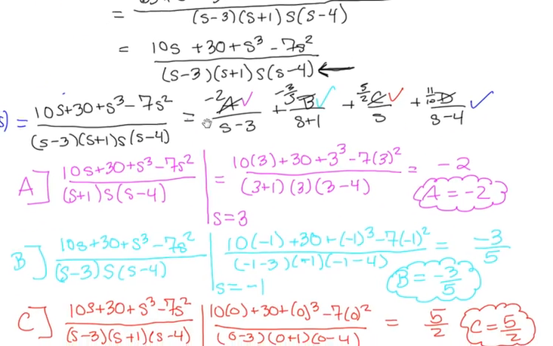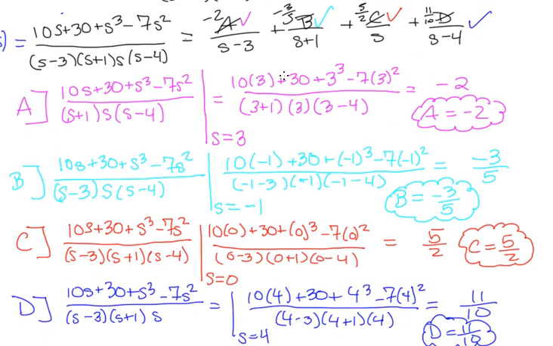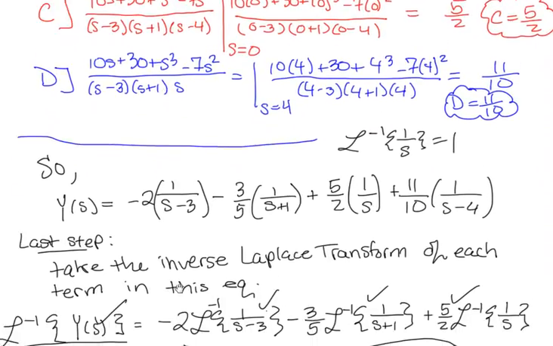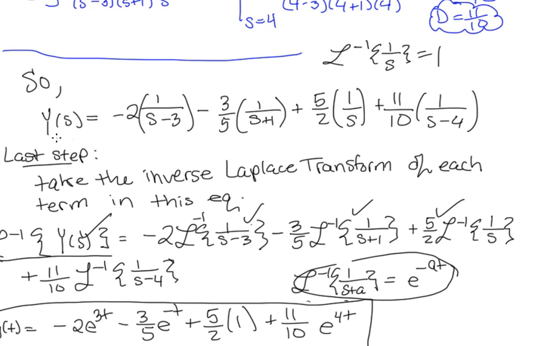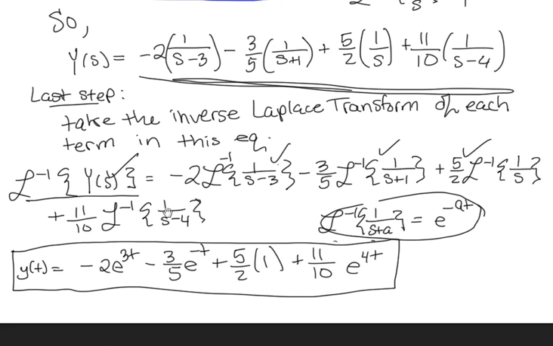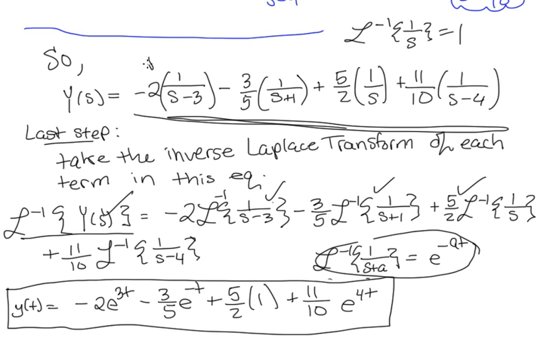Once we did our partial fraction decomposition, we got a, b, c, and d. We plugged it back in. So then now capital Y of s is equal to this. And then we took the inverse Laplace transform of each member in this equation. And we used a chart or our knowledge of inverse Laplace transforms to get this right here, our solution.